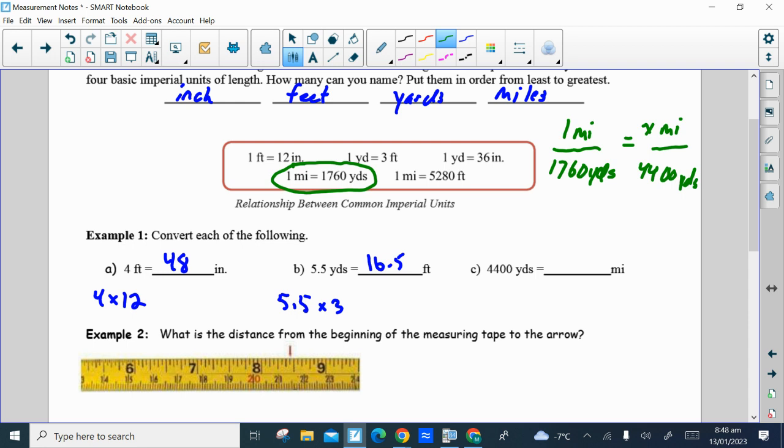So again, I'm told that 1 mile is 1,760 yards. So that gives me my first ratio. I want to know how many miles there are in 4,400 yards. My ratio on the left is miles over yards, so my ratio on the right has to be miles over yards as well. And now whenever you have two ratios equal to each other, you can cross multiply. X times 1,760 equals 1 times 4,400. And now we'll get X by itself by dividing both sides by 1,760.